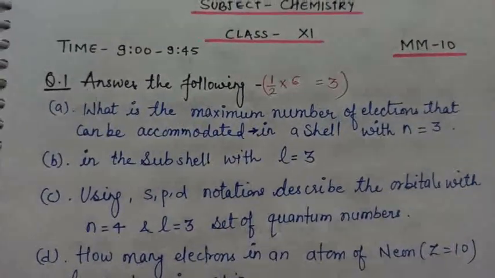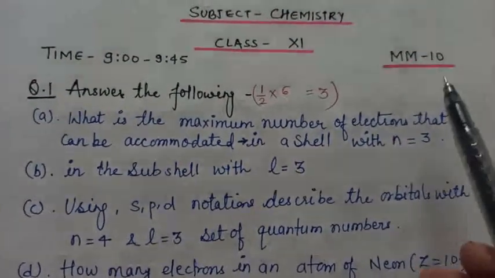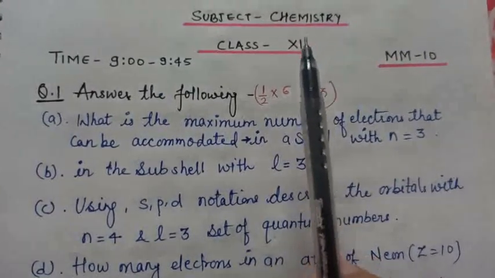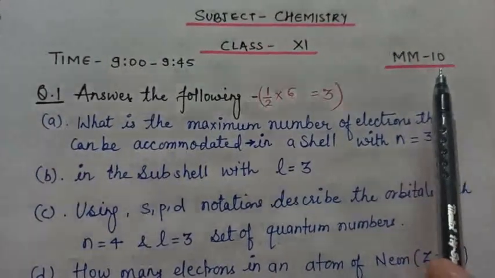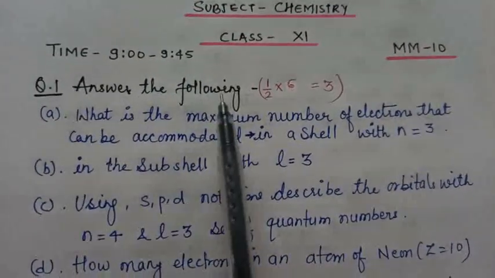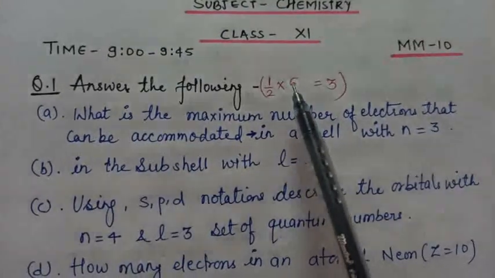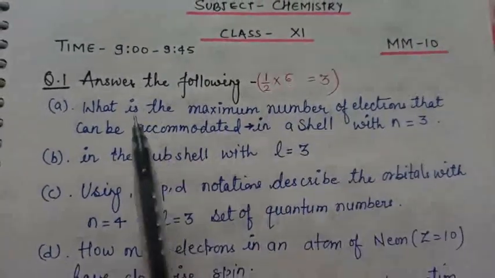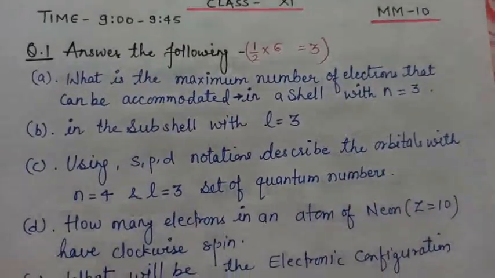This question paper is of total 10 marks. There are 4 questions which have sub questions inside it. So the question paper is of 10 marks. Timing is 45 minutes. First question is answer the following. In this there are 6 questions, half mark each. So total will be 3 marks. हर एक क्वेश्चन आधे आधे नंबर का है, right?